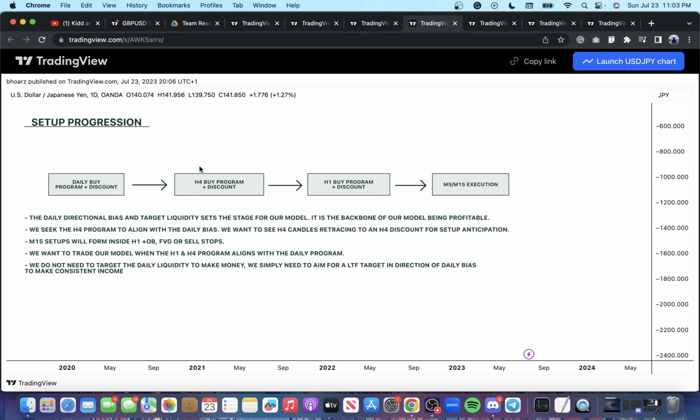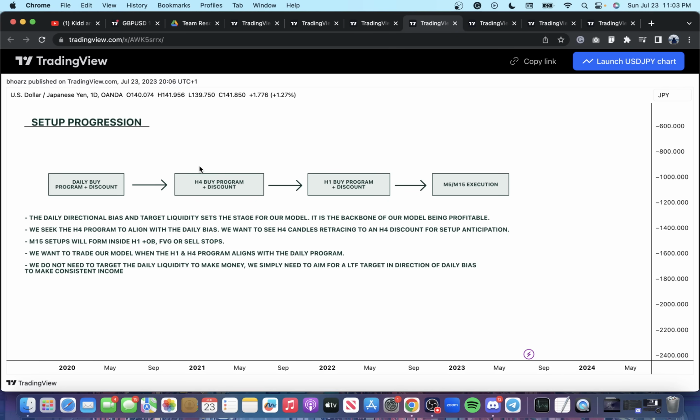Now, the setup progression for a model is, we need to identify that the daily program is a buy program, and we need to identify a daily discount where we're expecting the market to expand from on the daily time frame. The market will always expand from a daily discount, or the market will always start a buy program from a daily discount. What you're looking for is that program you're trying to get in sync with to originate from a daily or high time frame discount.